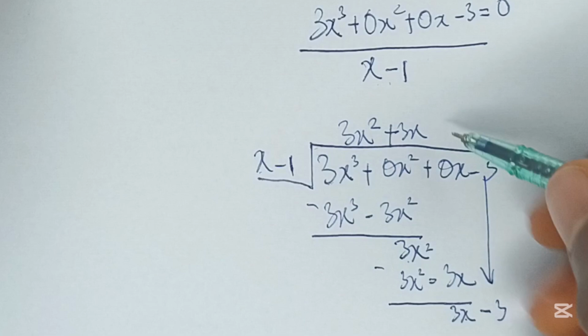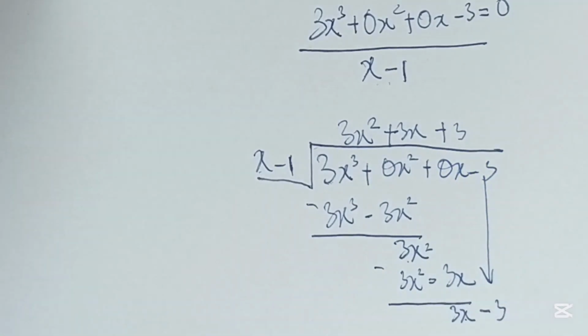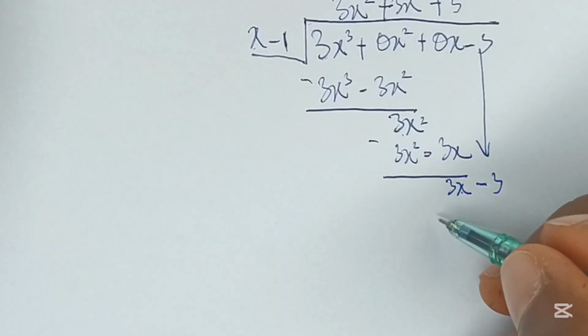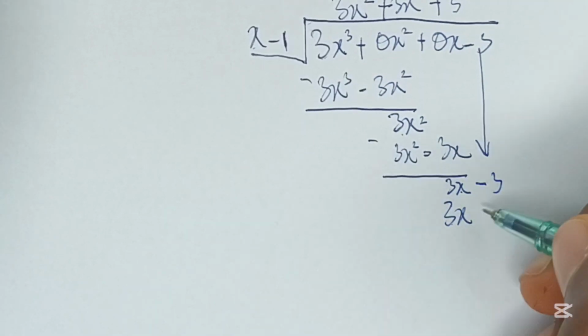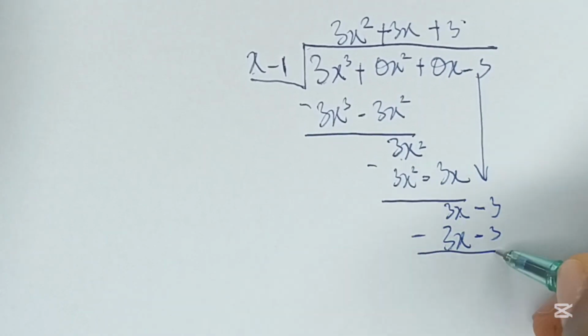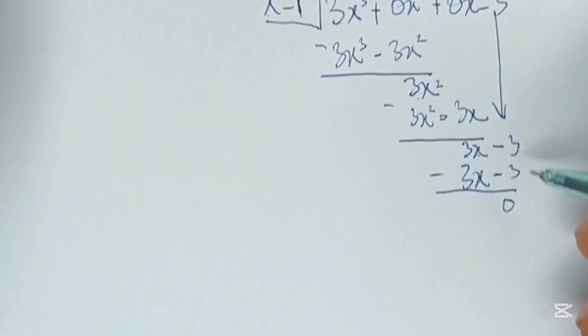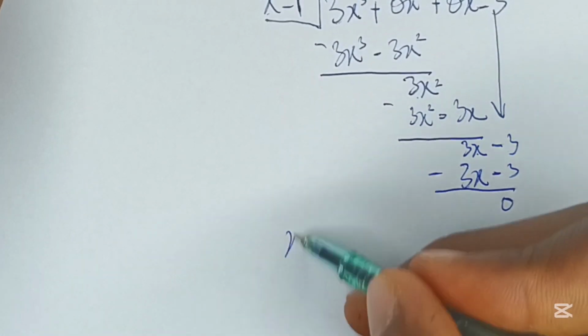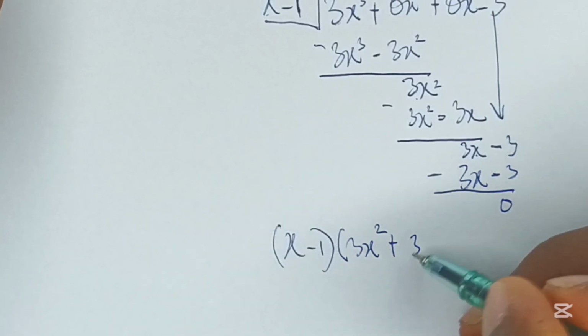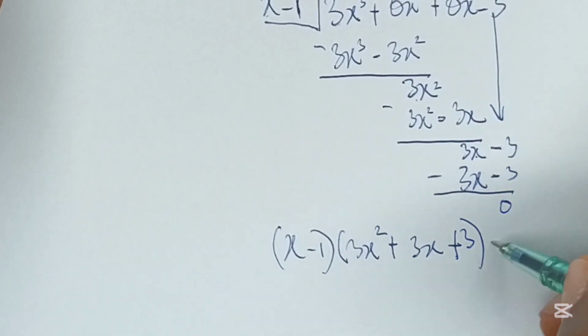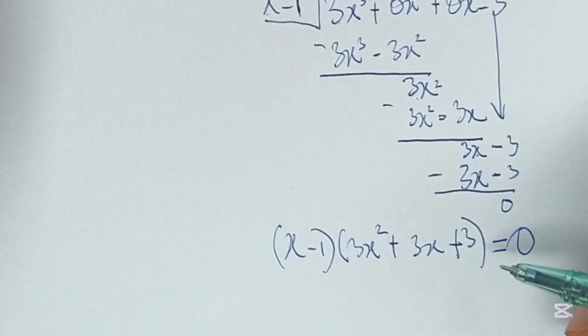Now, 3x divided by x is plus 3. And 3 times x is 3x. Times minus 1 is minus 3. Subtract, we get 0. So we have that the two factors of this equation are x minus 1 into 3x squared plus 3x plus 3. And all these are equal to 0.